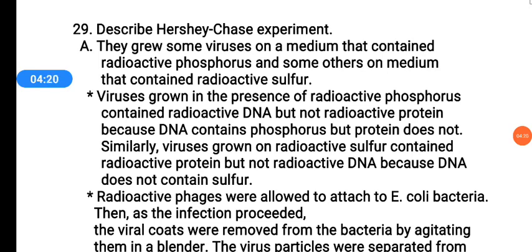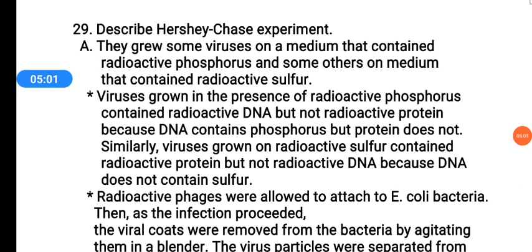In this experiment, they grew some viruses on medium that contained radioactive phosphorus and some others on medium containing radioactive sulfur. There are two media: one is radioactive phosphorus, another is radioactive sulfur. On both media, we grow viruses. The viruses grown in the presence of radioactive phosphorus contain radioactive DNA but not radioactive protein, because DNA contains phosphorus but protein does not. Similarly, viruses grown on radioactive sulfur contain radioactive protein but not radioactive DNA, because DNA does not contain sulfur.